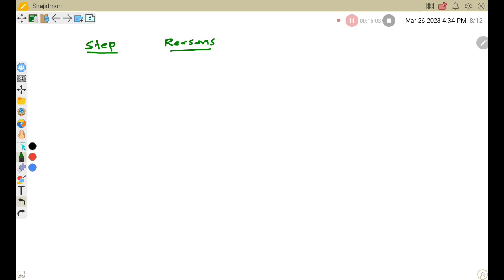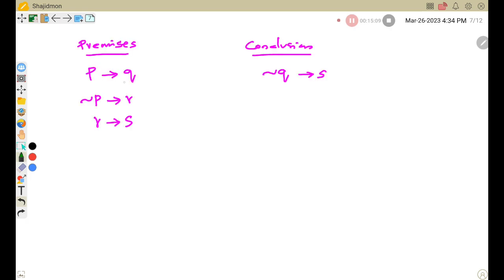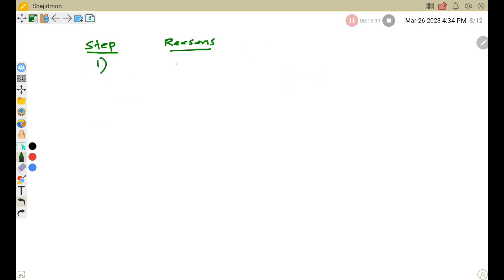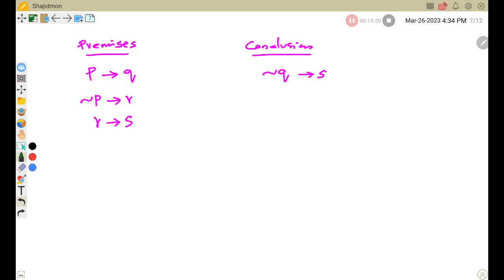Okay, let me go to the first step. In the first step, we are starting with the first premise. What is the first premise here? P implies Q, correct? So we can write premise 1. Now, you can see the second premise. What is the second premise here? Negation of P implies R here.